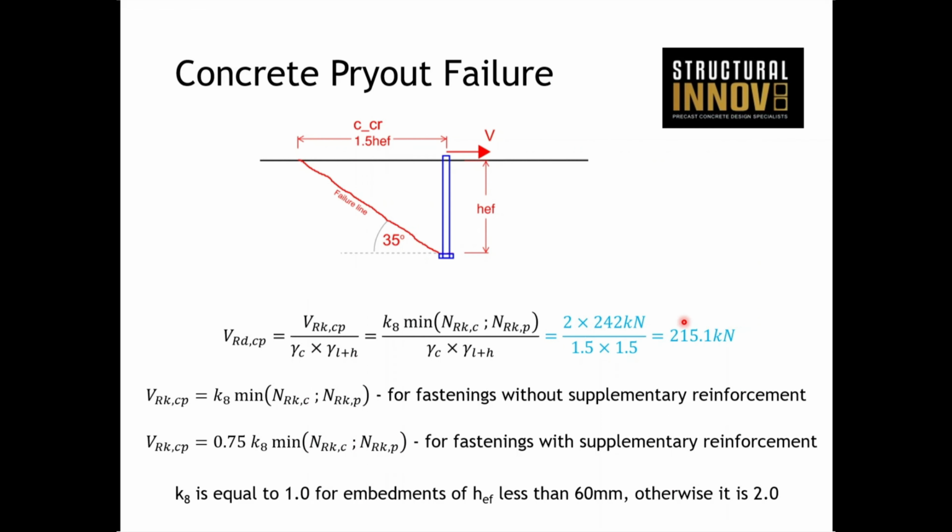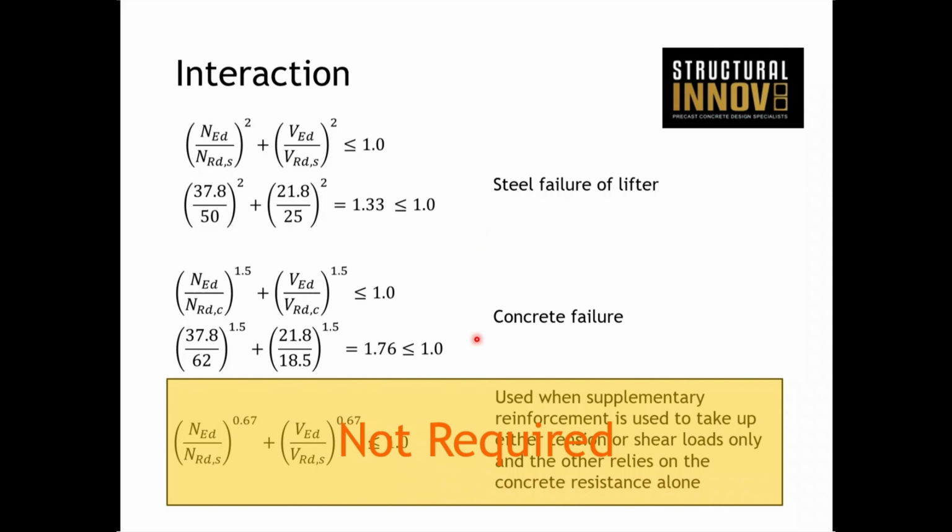So we start to bring everything together, and because we have tension and shear acting at the same time, we can calculate our interaction checks. It's demand over capacity in tension squared plus demand over capacity in shear squared for your steel check. You get a value of 1.33, which is greater than 1, so that's not acceptable. And the same when we look at the concrete checks. So I'll skip forward to the next slide.